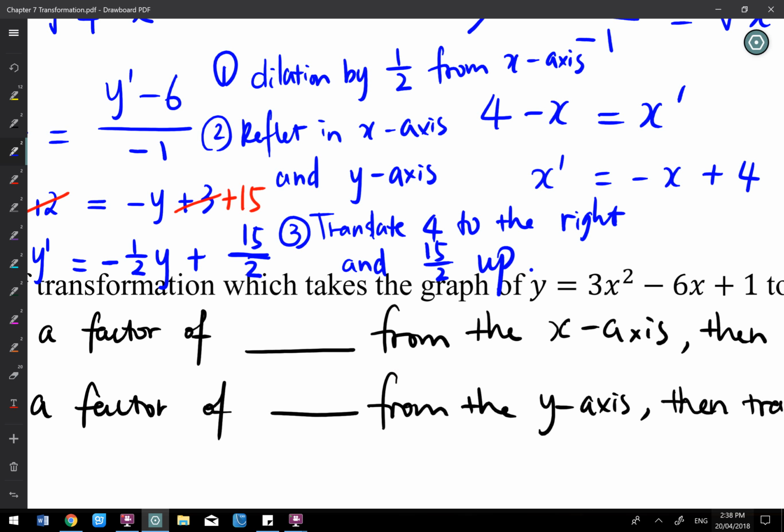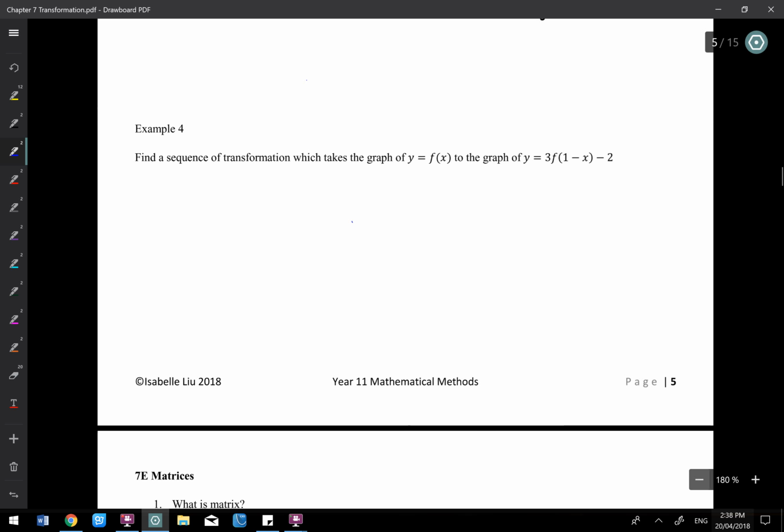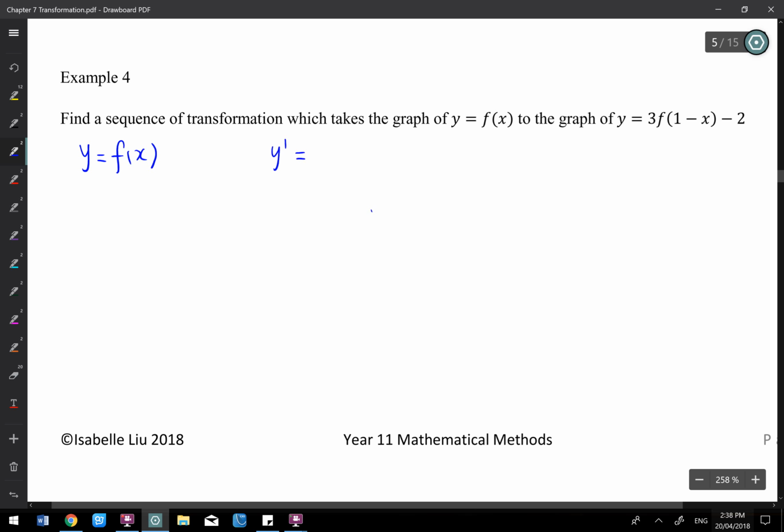Okay, if no, let's go to example 4 first and then back to 3. So for example 4, same type. Find the sequence of transformations which takes the graph y equals f(x) to the graph y equals 3f(1 minus x) minus 2. In this question, y equals f(x) is the original one. y' equals 3f(1 minus x') minus 2 is the new one. Distinguish between the old one and the new one.